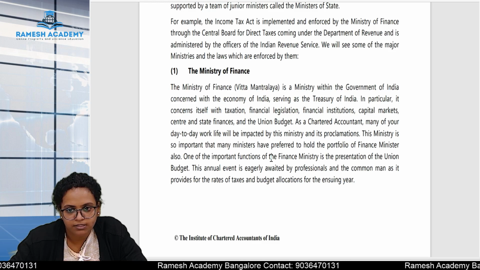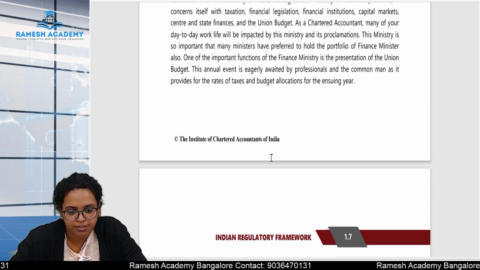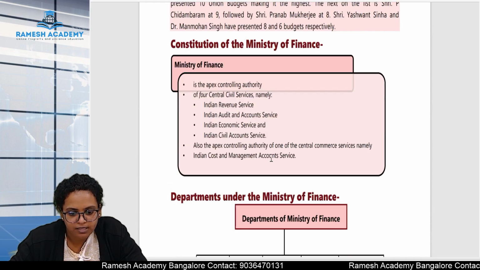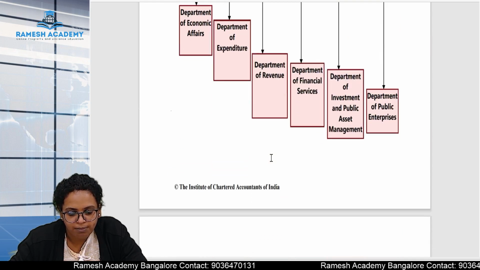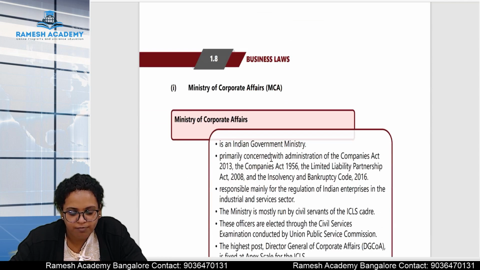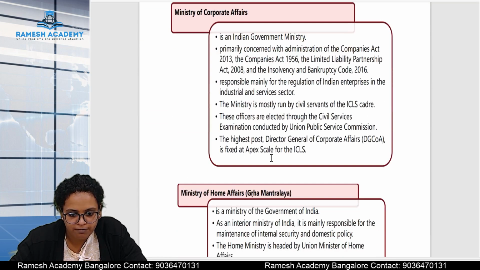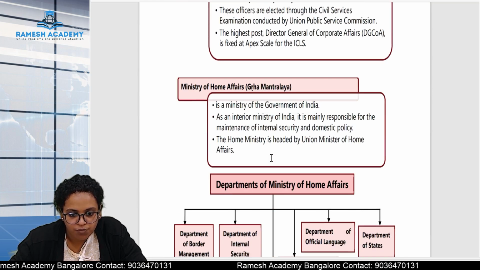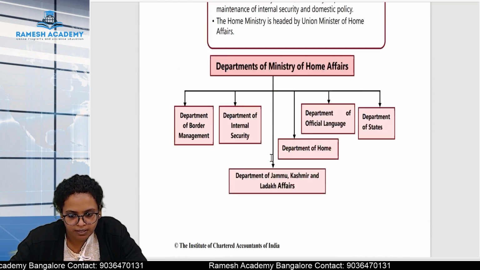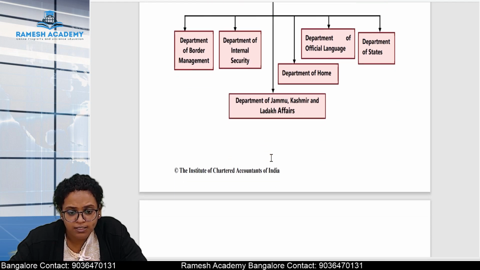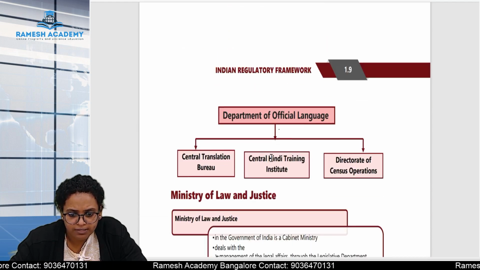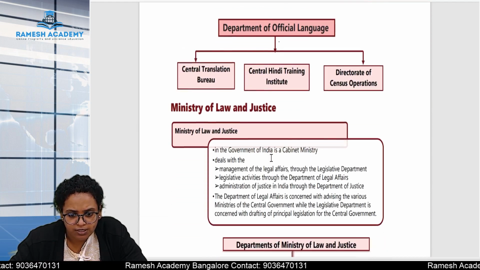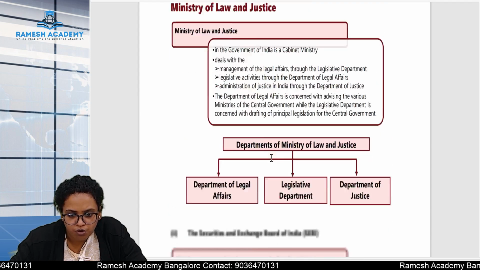Let us also understand each and every ministry. So we have Ministry of Finance. And how does it work? What are the departments in the Ministry of Finance? We have NCA, Ministry of Corporate Affairs. Then we have Ministry of Home Affairs, Graha Mantralaya. Then what are the departments in Home Affairs? Then we have Department of Official Language. Then Ministry of Law and Justice.